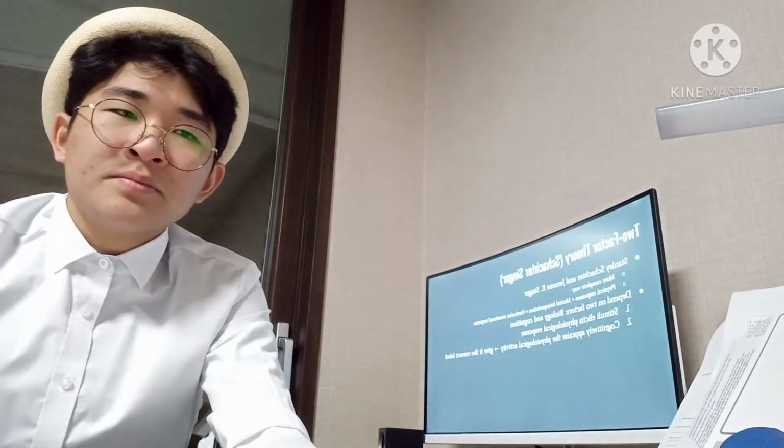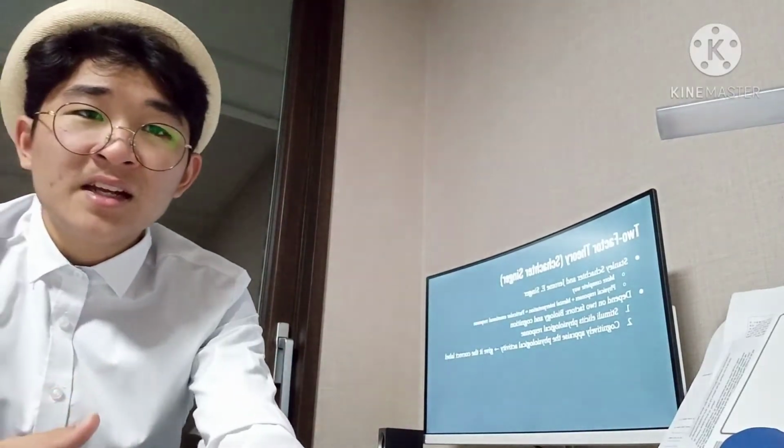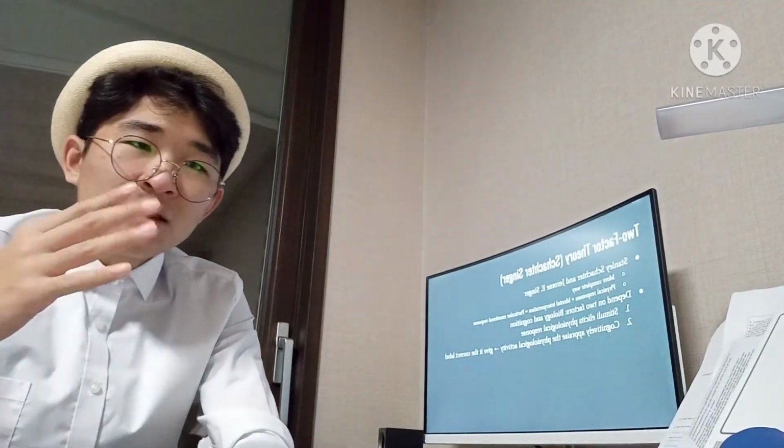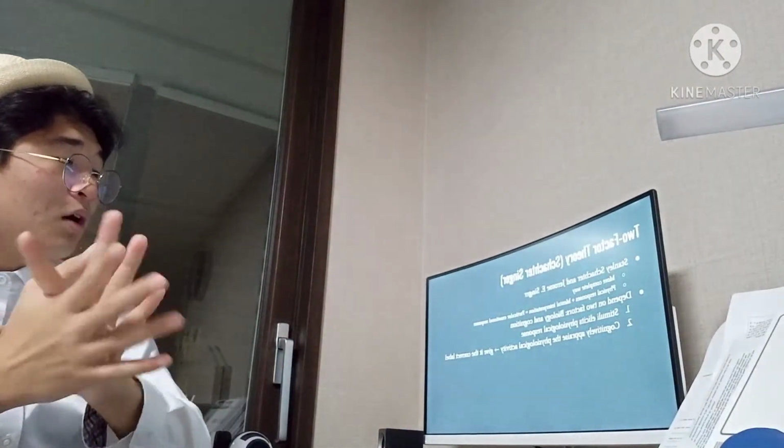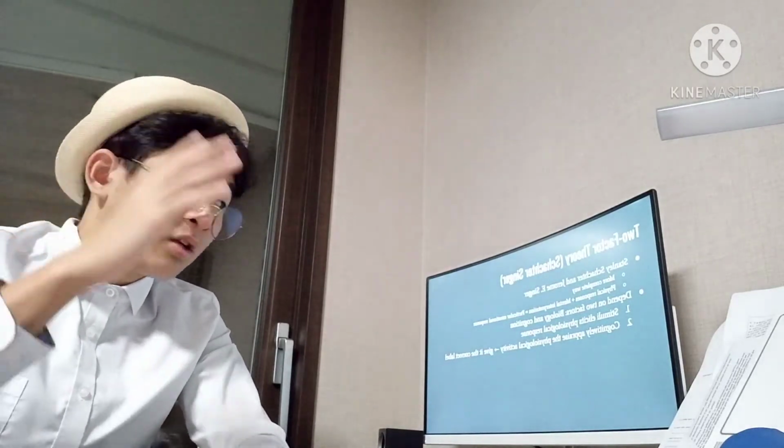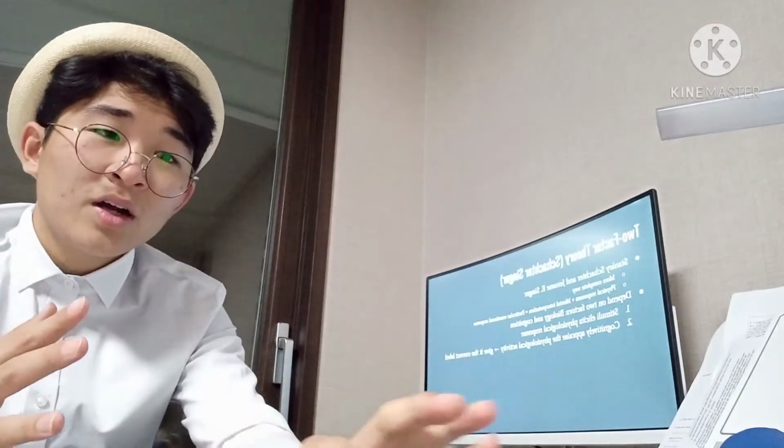And now, lastly, the two-factor theory. This was stated by Stanley Schachter and Jerome E. Singer. So it's also called the Schachter-Singer theory. This was a more complete way, all in all.